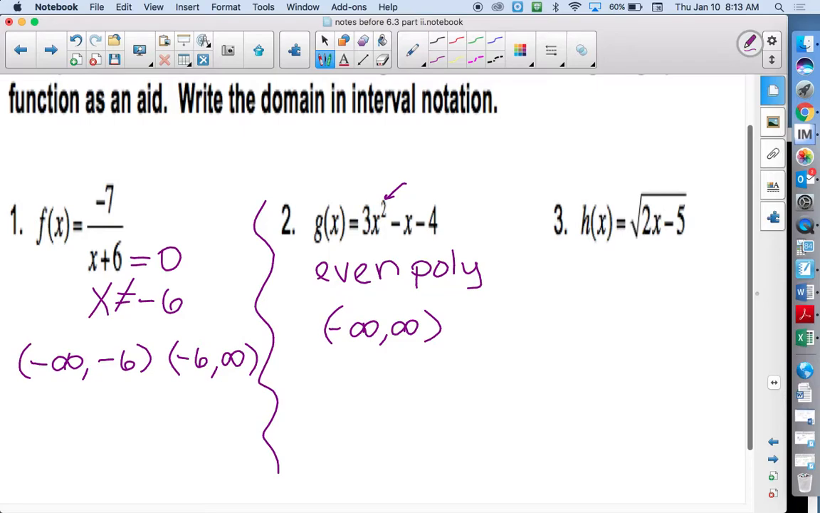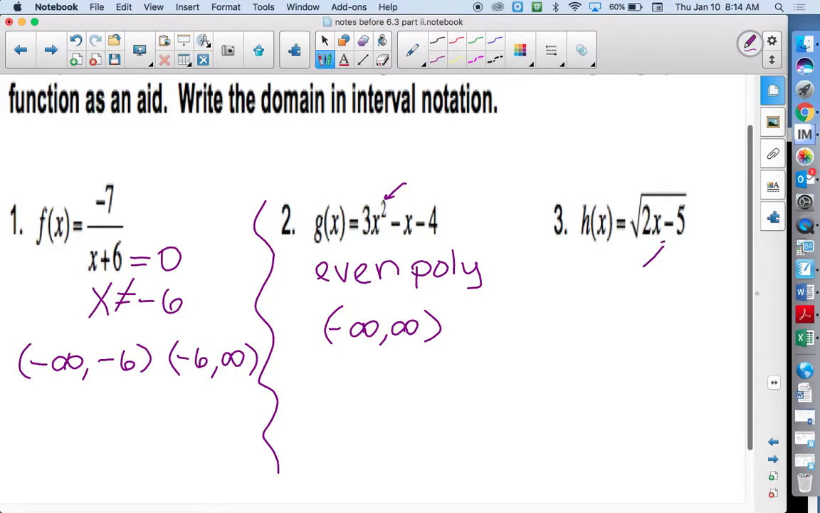So not a lot of work, but it's more like mentally thinking. What type of function do you have? How is that happening or affecting the domain? So number 3, we have a square root. Whatever's underneath the square root has to be positive. If it's negative, then it can't exist in the domain or it has to be excluded.